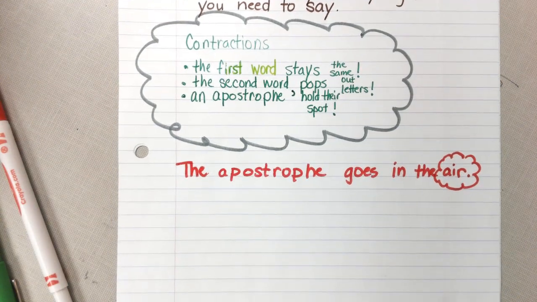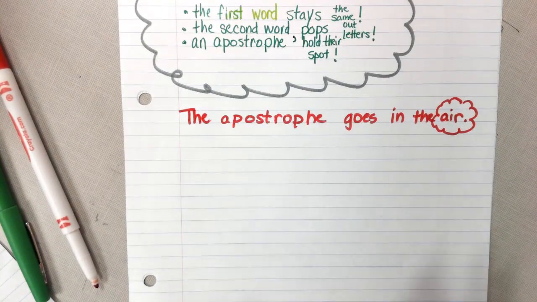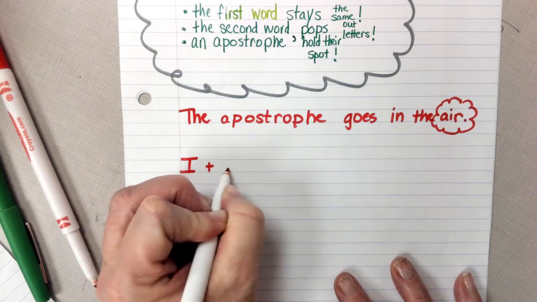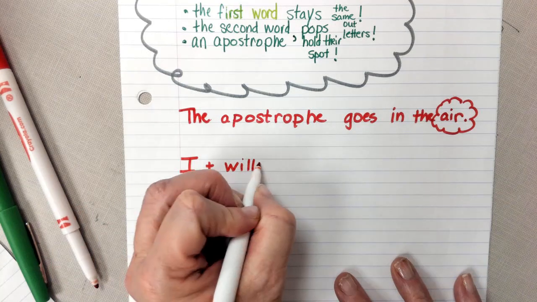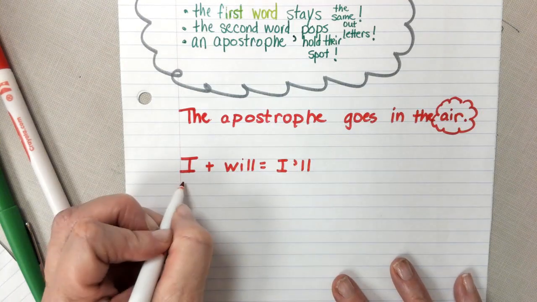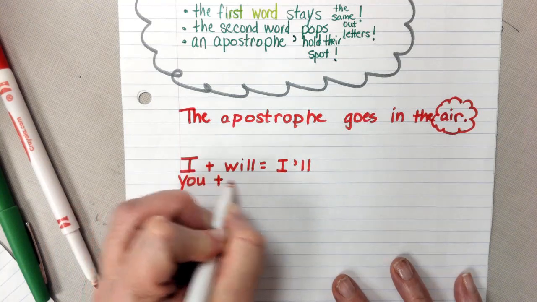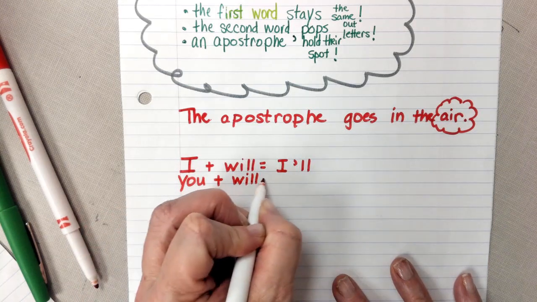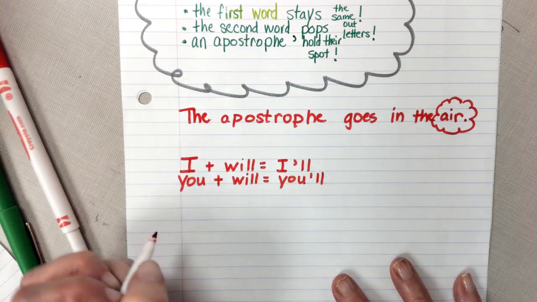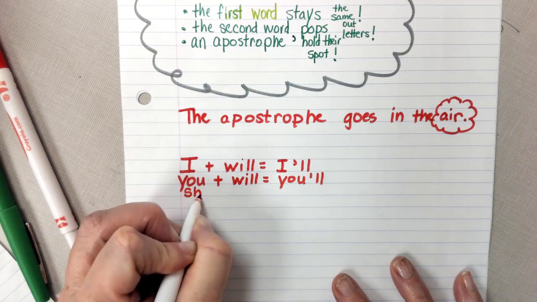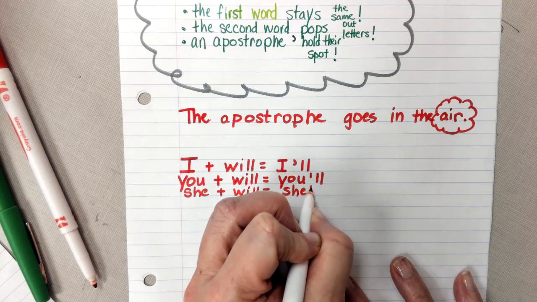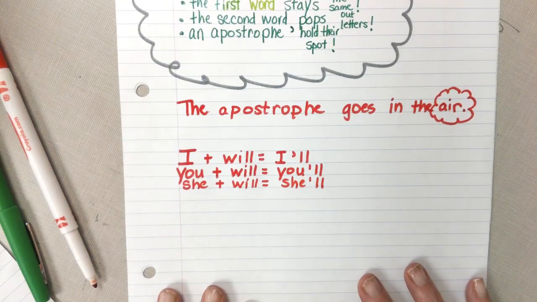Okay, so now we are ready to put some contractions in our notes. The very first one I want us to put in there is the word I plus the word will, and that will give you the contraction I'll. The next one is you plus will, and that'll give you you'll. The next one is she plus will, she'll.